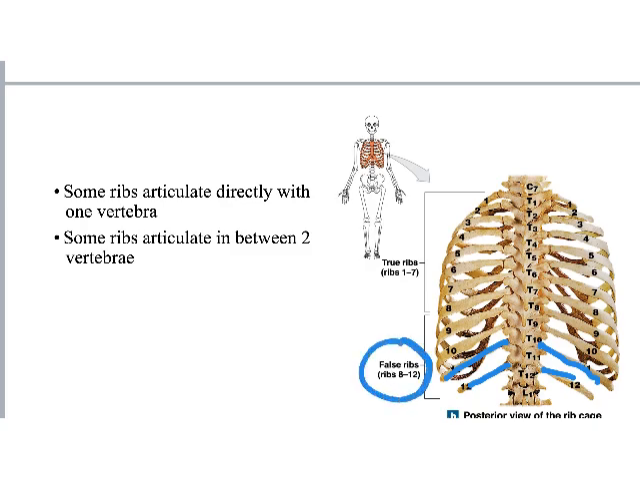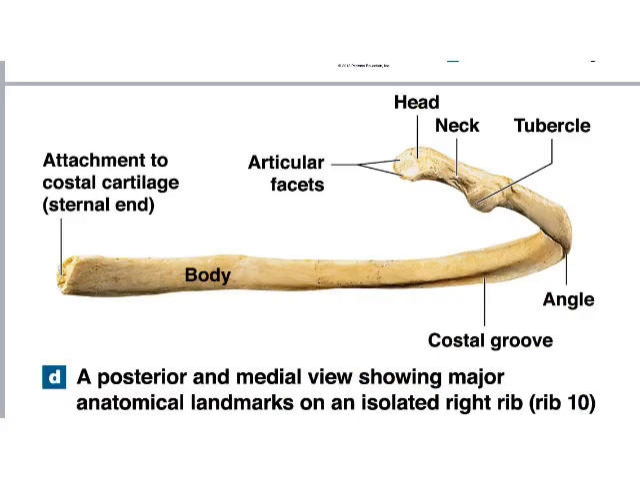So the ones that do not attach directly to the vertebrae, we're going to call false ribs. The ones that attach directly to the vertebrae, we will call true ribs. So let's see if we can see in the picture here. Yeah, like these ones you can see that they're clearly attaching to the vertebrae, and these ones you see how they're attaching in between two vertebrae, so we call those the false ribs.